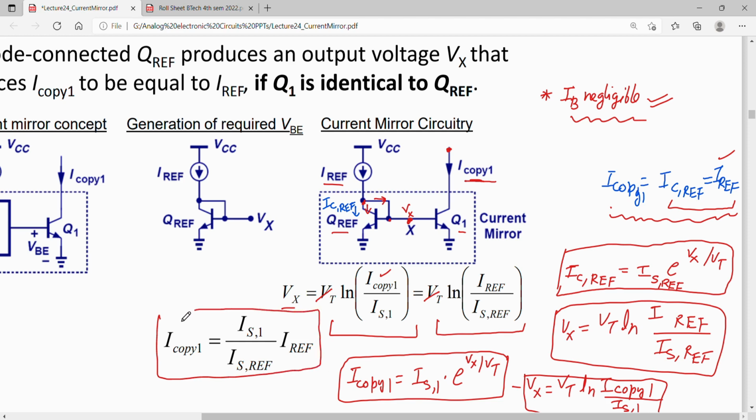So this is the current that we get through this current mirror circuit. Now this current I copy 1 will be equal to I ref. So these two will be equal.